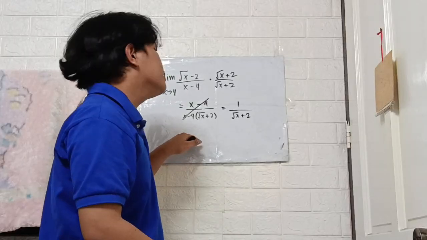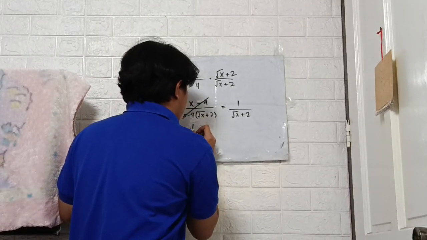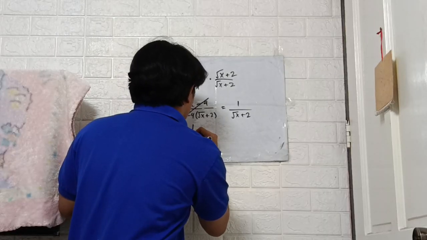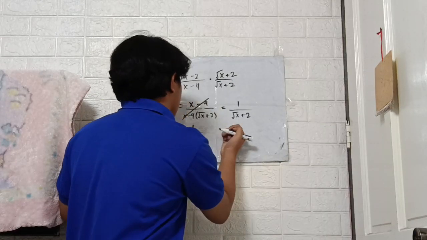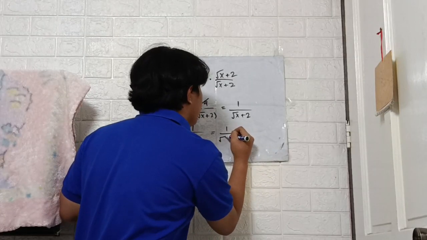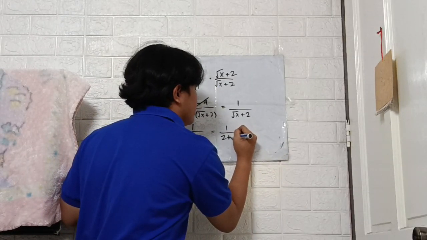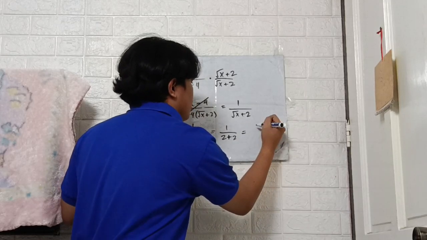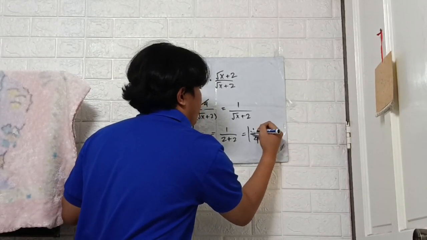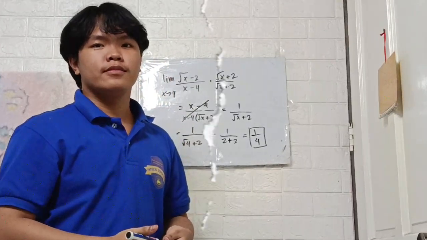Now, we can substitute it. So we will have 1 over square root of 4 plus 2. And the square root of 4 is 2, so it will be 1 over 2 plus 2, which is 1 over 4. And that's how you use conjugate in radical expressions.